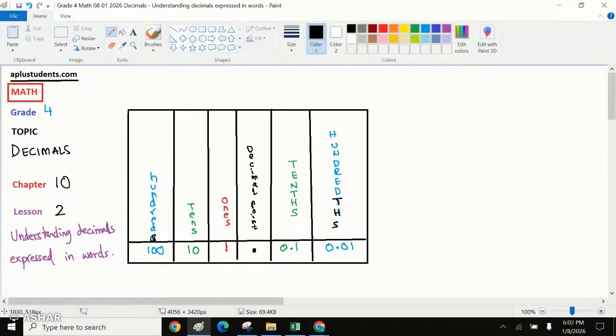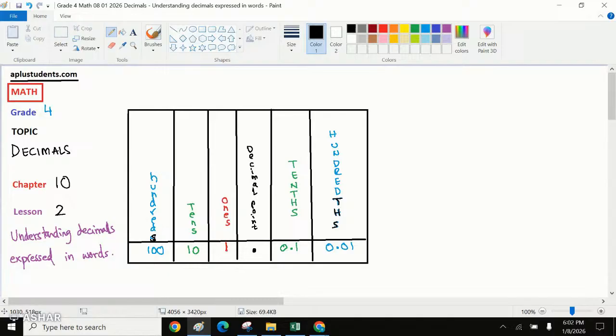Whenever we have 100, that means it's being multiplied by 100. If it's a hundredth, that means it's the hundredth part of one. A dollar can be broken down into 100 cents, right? So that would mean 1 cent is the hundredth part of a dollar.